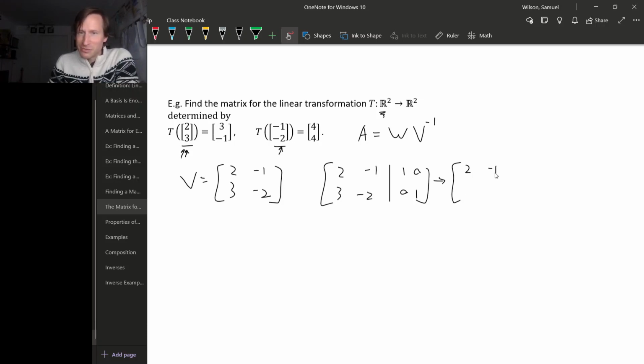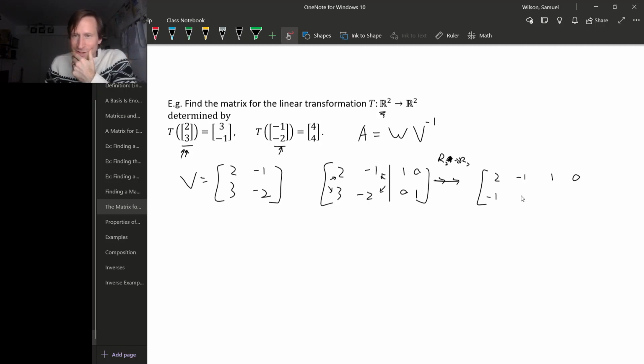So 2, minus 1. Now this is actually a little bit unfortunate. We're going to get some messy fractions. So I'm going to play a little trick: you don't have to always use this number to eliminate that number. I can use that number to eliminate that number first. That works just as well. So what I'm going to do is row 2 plus minus 2 row 2. So that's going to give me 2, minus 1, 1, 0, and then row 2 minus 2.